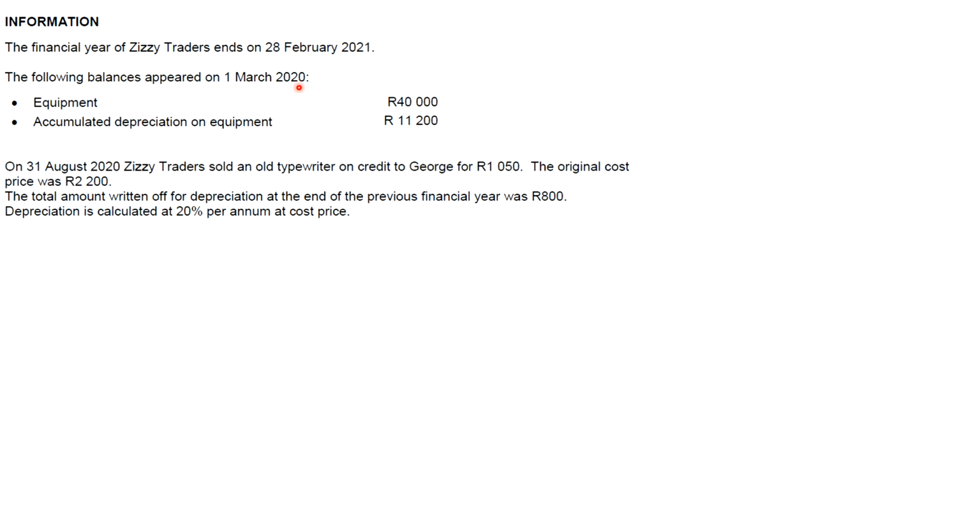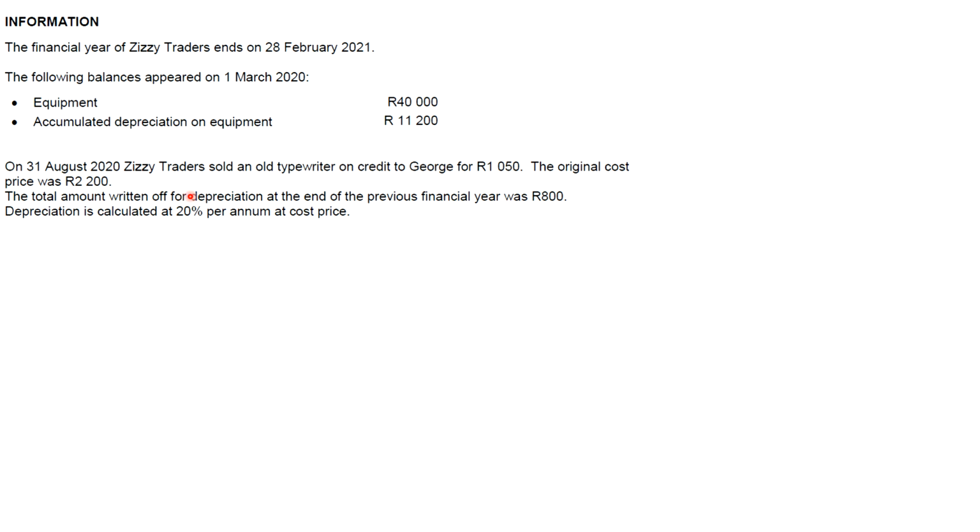Then they gave us our equipment, accumulated depreciation on equipment. For the purpose of this video, we won't be looking at these balances. We'll only be focusing on this part. So these are for when we complete our fixed assets. So I'll try and put the link to the fixed asset video at the end of this video. But today we'll only be focusing on this part, which is our asset disposal.